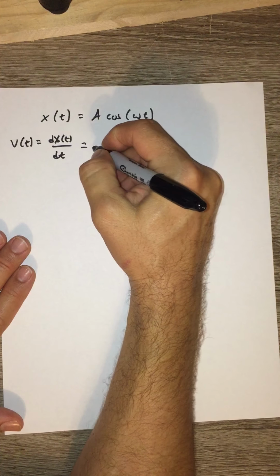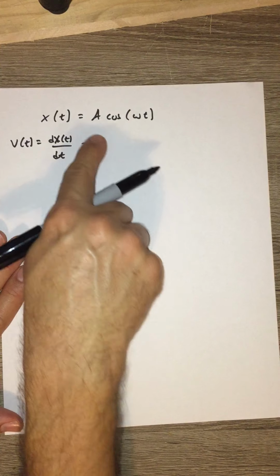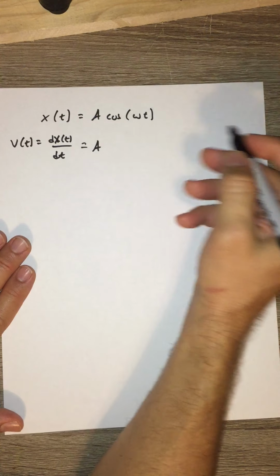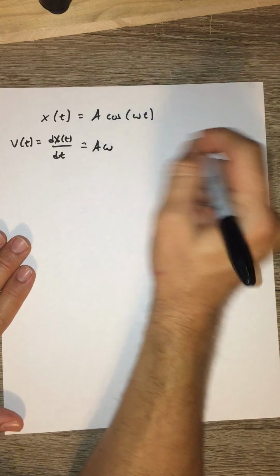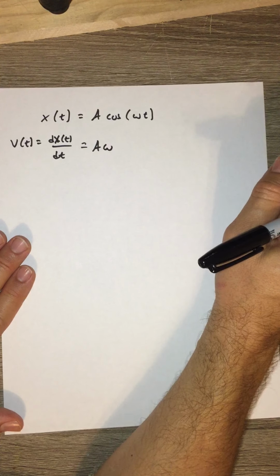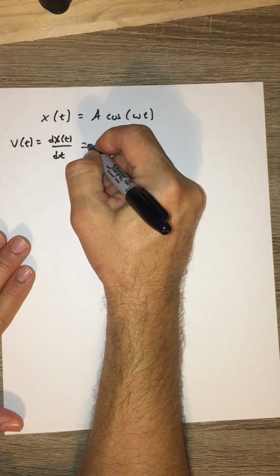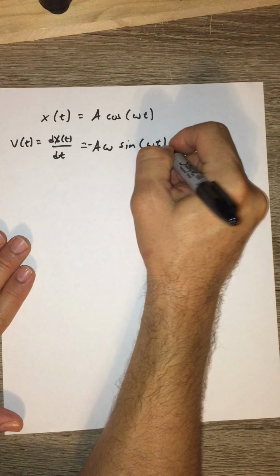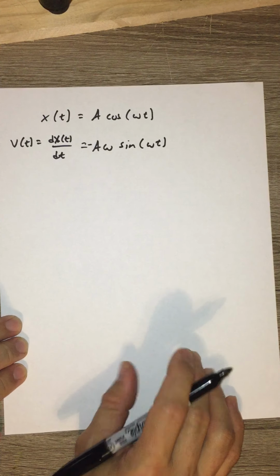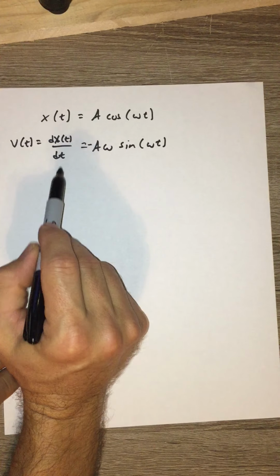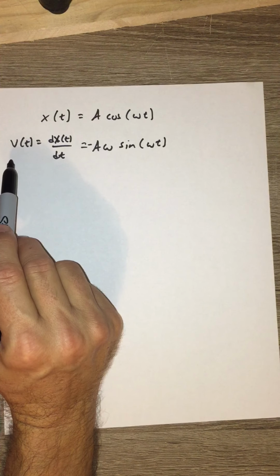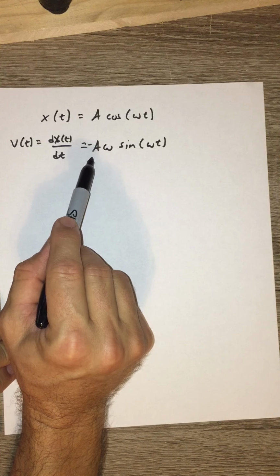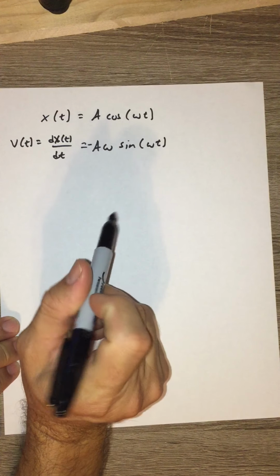So outside, my two multiplicative constants are A, just because it's constant, and then omega, the constant from applying the chain rule. And then the derivative of the cosine is the negative sine, so I need to put a negative here, and sine omega t. So I have arrived, with just a little bit of simple calculus, at the velocity as a function of time, or at least the speed as a function of time: minus A omega sine omega t.